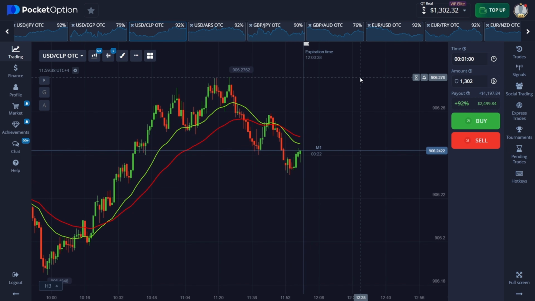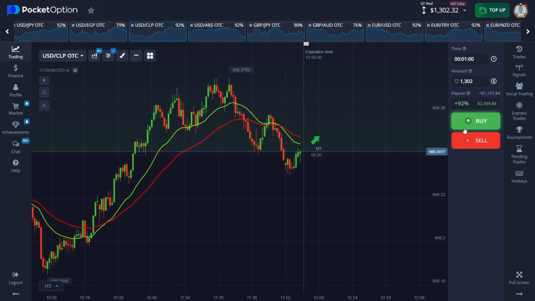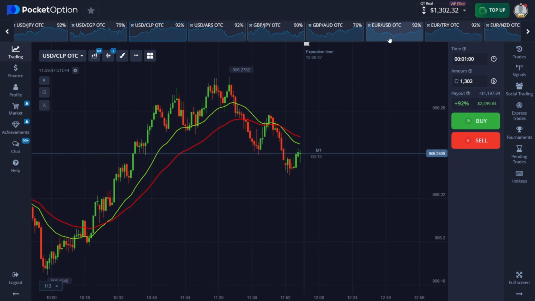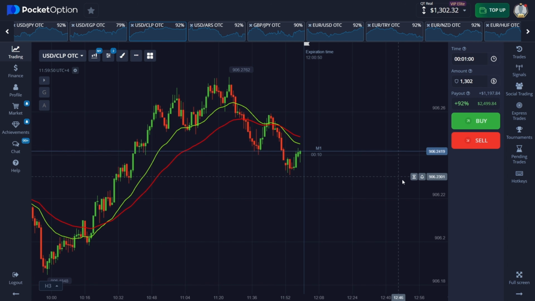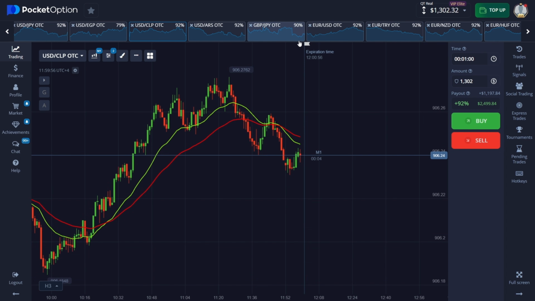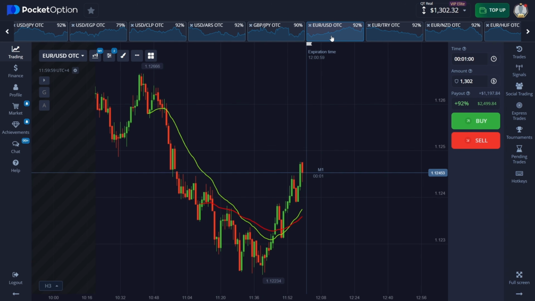On USD CLP, we have a trade if the current candle gives us an entry near the moving average. Then we can try for the downside move. However, the candle turned into a red candle, so we'll avoid that trade as well.